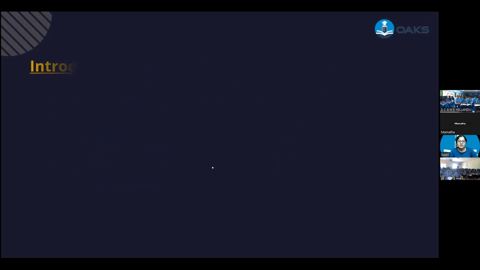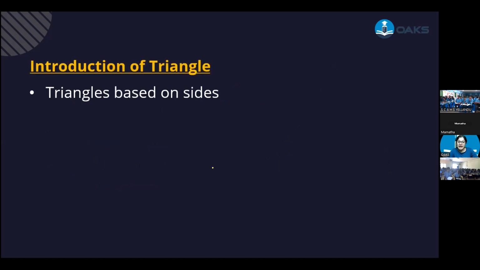Right. Now let's move on. We have some classification. Now, what does classification mean? We have classified or divided the triangles into three types. So here, triangles based on sides. Do you know some triangles which are classified based on sides?